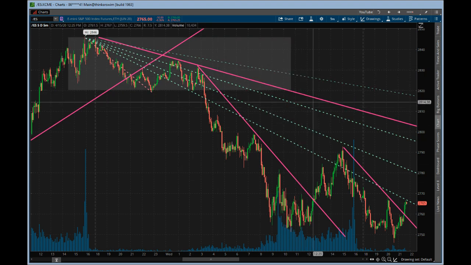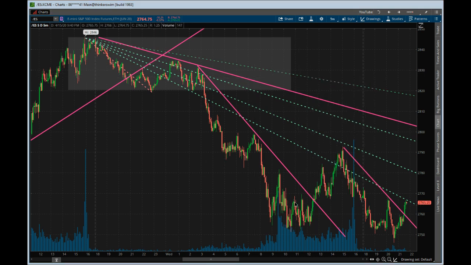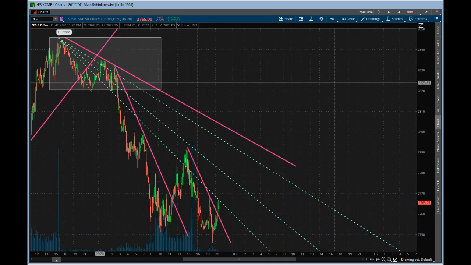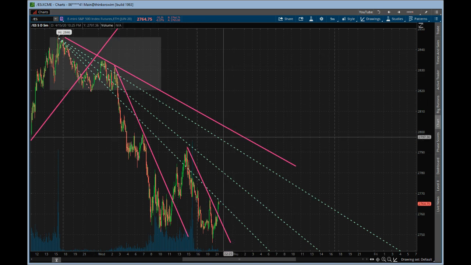I typically don't use that, but it is an interesting area. In fact, I am going to take it off just because it does distract me. So there we go. So anyway, we go like this. If you stay within the Fib Fan Lines, the trend remains the same. So it's a great way to plot potential areas of interest.